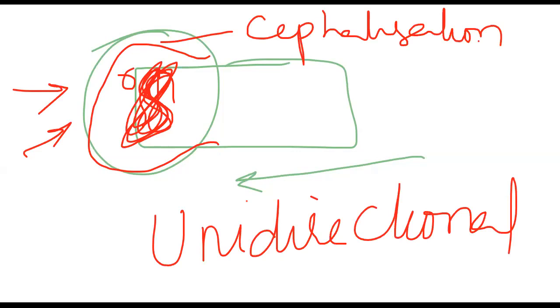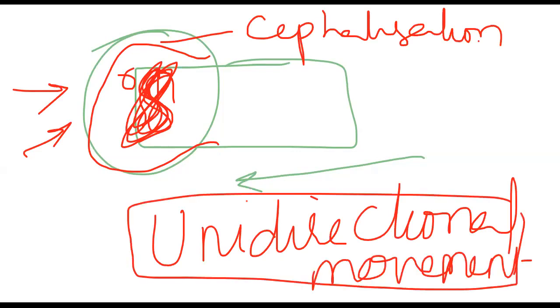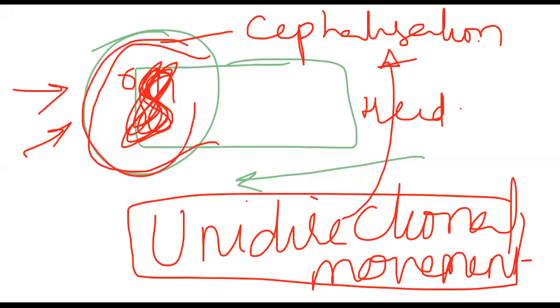Unidirectional movement means a part of the body moves first and the remaining body follows. That leads to the formation of the head. We call it cephalization. Due to the unidirectional movement and cephalization, a developed nervous system is formed here. So that is the reason why we have a brain.